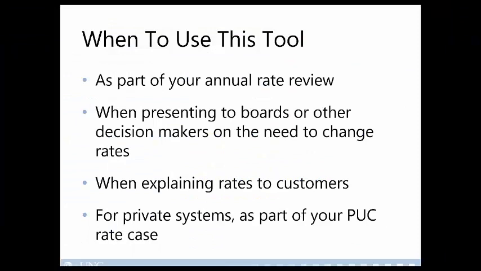Okay, so I've started to address this a little bit, but we get a lot of questions about when is it appropriate to use this tool? How can this tool be used? And so there's a couple of ideas that we have up on the screen, and I'll share a couple of stories that we've heard from systems that we've worked with. The first part is that this can be a part of your annual rate review. So we hope that all of you take the time on an annual basis to look at your costs and revenues from the past year, to estimate any changes or increases in costs that might be coming, to possibly look at changes in your revenue as well.